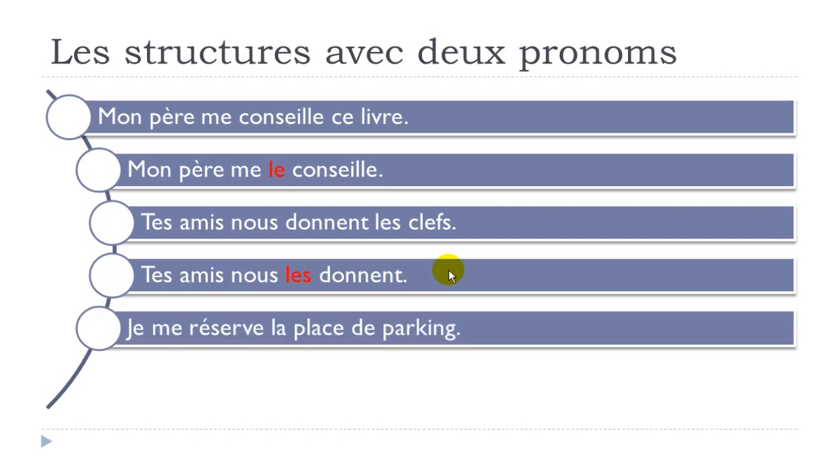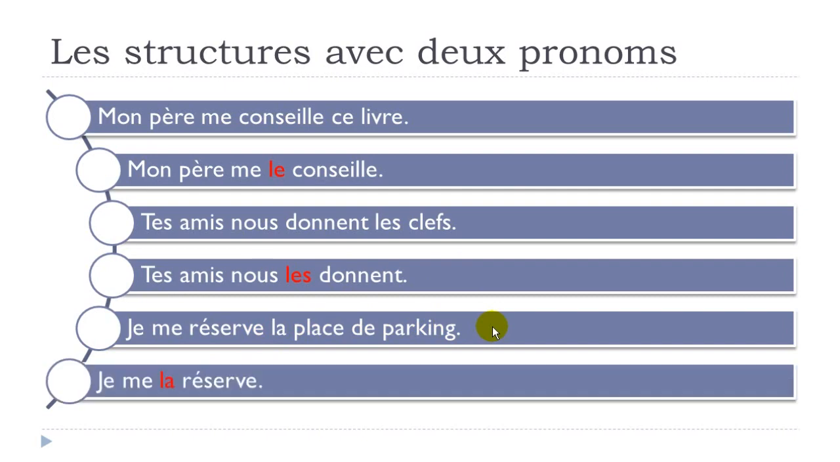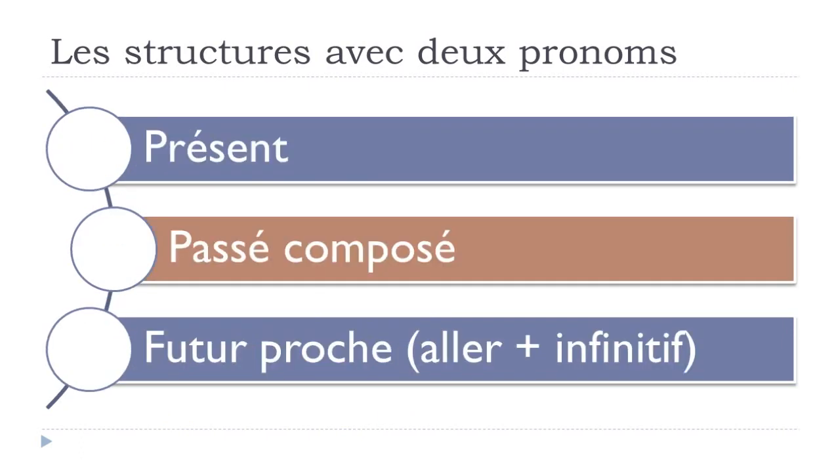Okay? And the final example, je me réserve, so réserver, to reserve, la place de parking, so the parking place. In that case, we don't want to use la place de parking, we want to replace it with a pronoun, so je me la réserve. Okay, remember, first me, then la, and after that your verb. So it's quite simple, it's not really difficult. Remember, in that case, me, nous, in the first place, then le, la for the feminine, les for the plural, second place, then the verb. Let's see how it will go with the passé composé form.